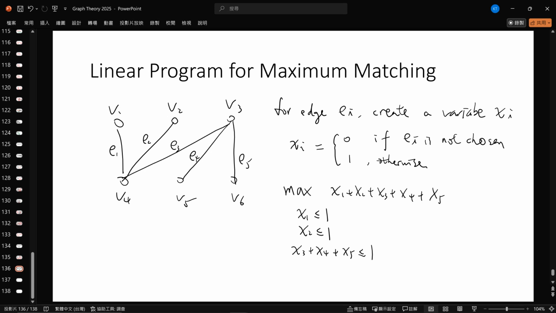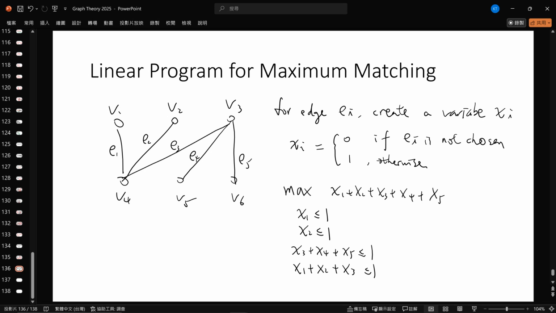And similarly for V2, because it only has 1 neighboring edge, x2 is at most 1. And then when we consider V3, among all these 3 edges, we can choose at most 1. So the constraint will be x3 plus x4 plus x5. Their sum should be at most 1. So we can use this constraint to enforce that at most 1 of its incident edges is chosen. So that's for V3. And for V4, similarly, we have x1 plus x2 plus x3 is at most 1. So the idea is still the same. We want to make sure that at most 1 of its edges are chosen.